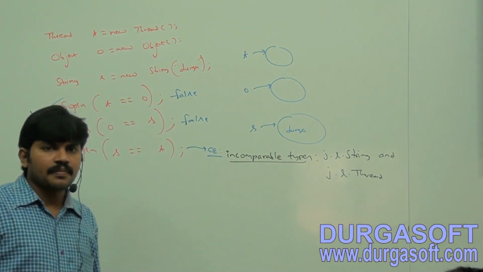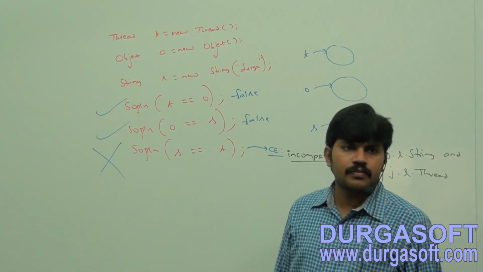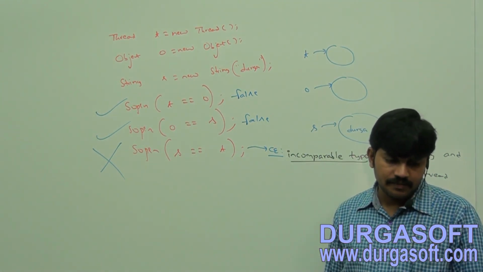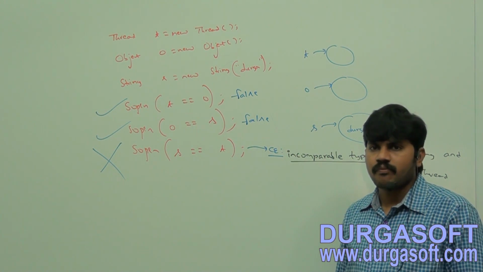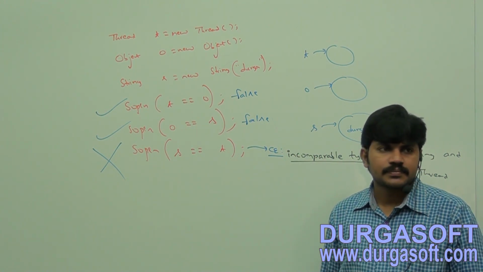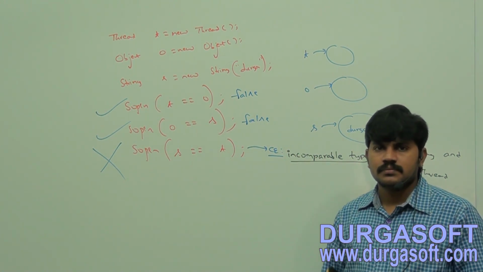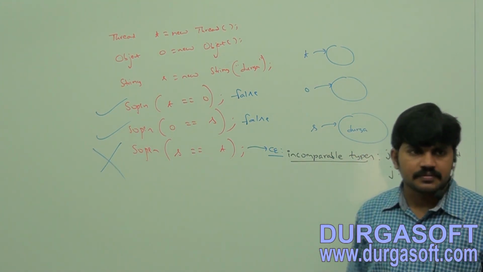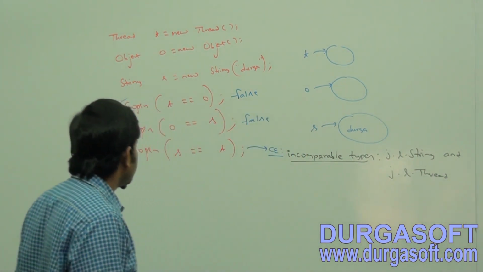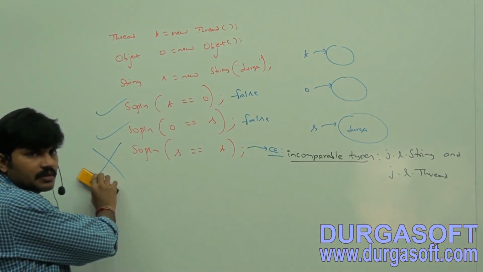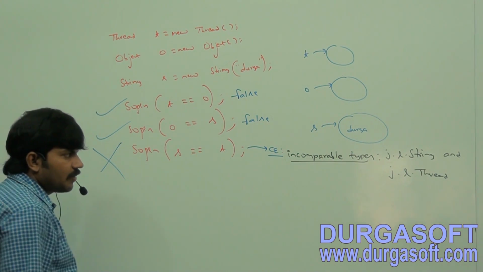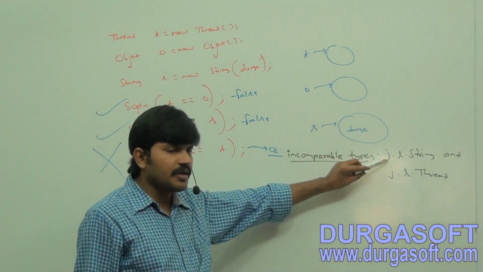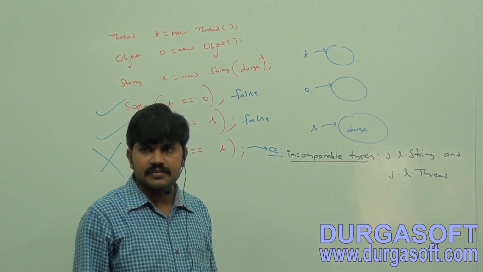Completed, right? Make sure you are aware clearly, including the compile time error also. Incomparable types, java.lang.String and java.lang.Thread.